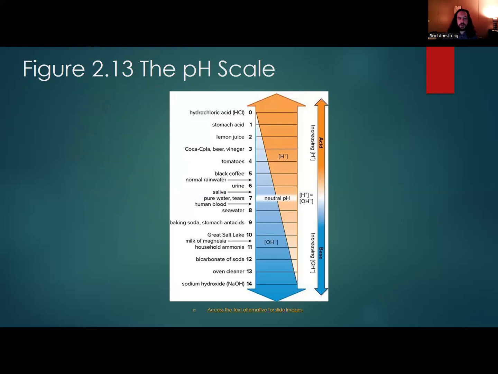And there's a little graph showing common things that you may run into. So obviously hydrochloric acid is going to be way up there in the acidity scale. Stuff like stomach acid is going to be right below it. Stuff that you encounter commonly, like lemon juice, Coca-Cola, tomatoes, black coffee, stuff like that. Those are still considered acidic, but you're getting a little bit lower down there. Then you have normal rainwater. So untainted rainwater is just water that's not going to have a lot of stuff going on. Pure water and tears are going to be 7. Human blood is going to be slightly basic. You get seawater, baking soda, Great Salt Lake, milk of magnesia, and so on and so forth. So just some common stuff that you encounter that has certain levels of acidity or basicness.